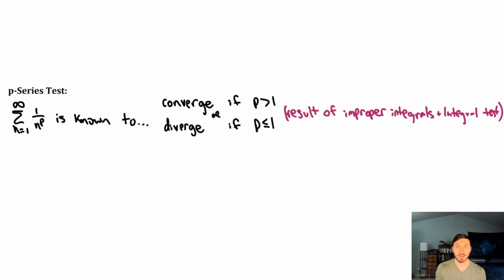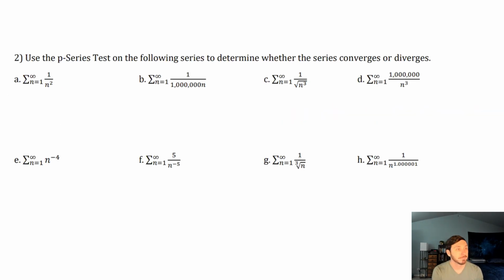This is straight up marrying the phenomenon that we saw in the warm-up with the integral test. Mashing them together, you get the P-series test. So you don't have to do the whole integral test if it fits the mold of a P-series. All right, so each of these fit the mold of a P-series. So just use the P-series test on the following to determine if the series converges or diverges.